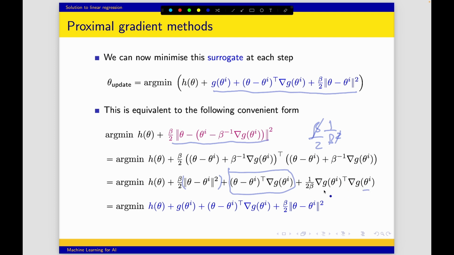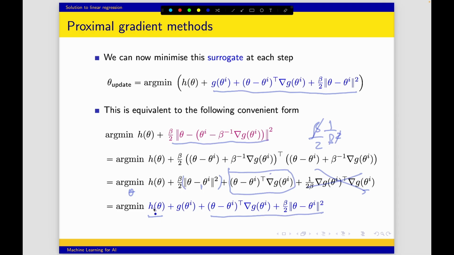So that's that term. Now, what are we doing? We're doing a minimization over theta. This depends on theta, so does this, so does this. This doesn't. So we don't need this term. Now, let's get rid of that, and we move to here. So we're minimizing this plus this.